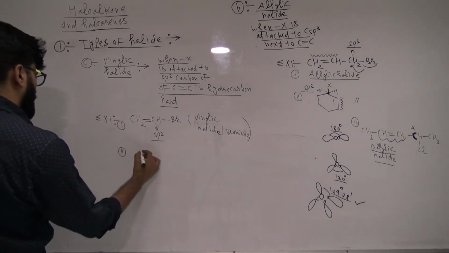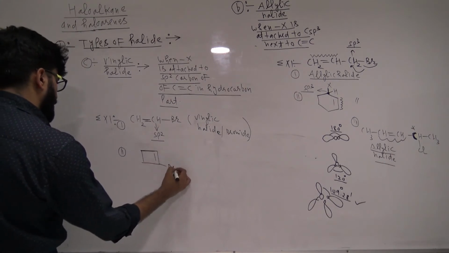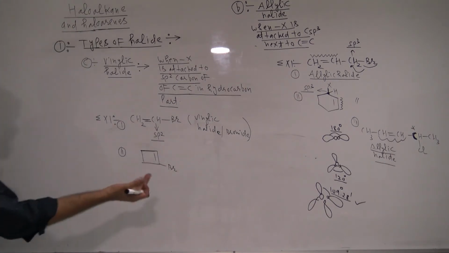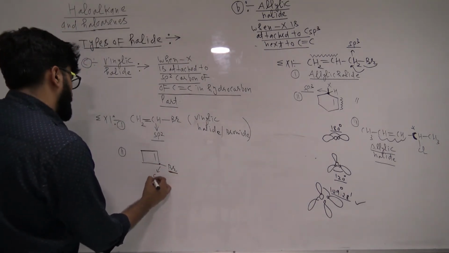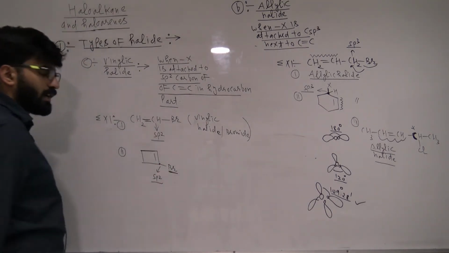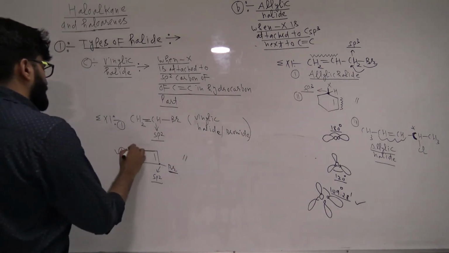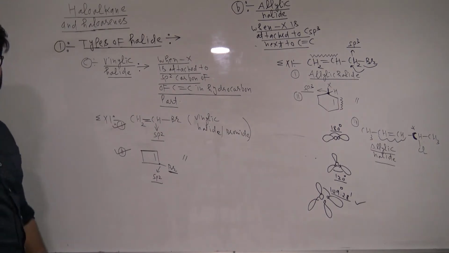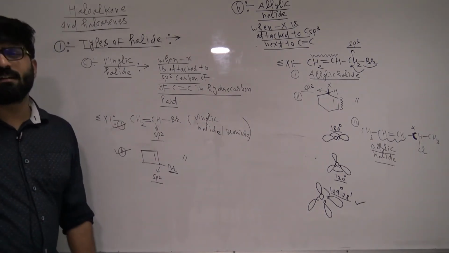Now what about question number 2? So let's say we have this. Many students are thinking, sir, these are very easy. The carbon to which halogen is attached is sp2, and it is the sp2 carbon of C double bond C. So this is also a vinylic halide. This is how we are going to identify vinylic halide.